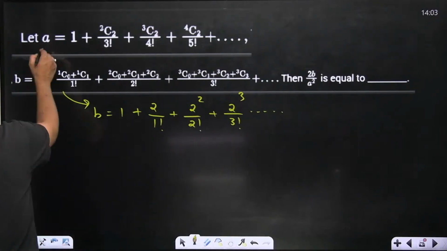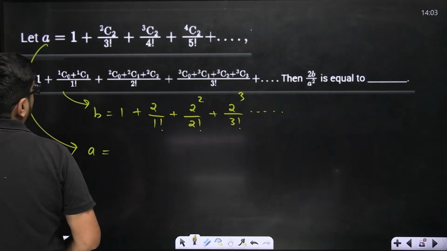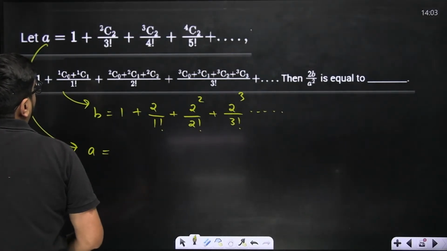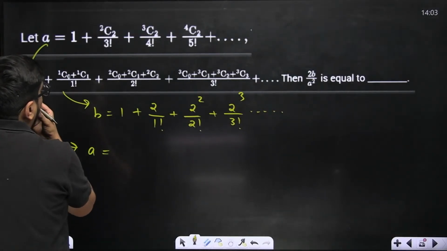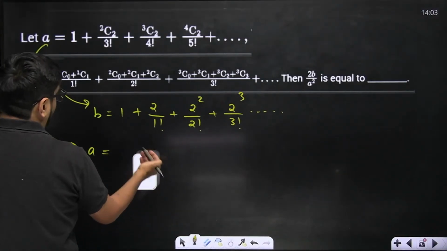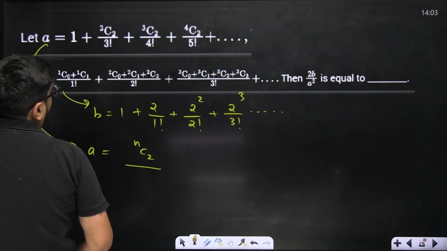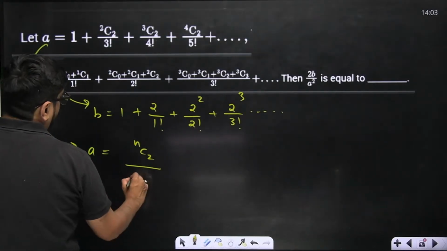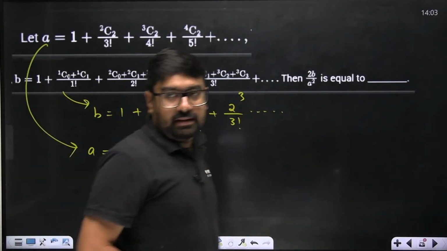Now at A, if you pay attention, we have to calculate. This is your general term. If we look at the general term, so this will be NC2 divided by n plus 1 factorial. Right? The general term. Will this be the general term?